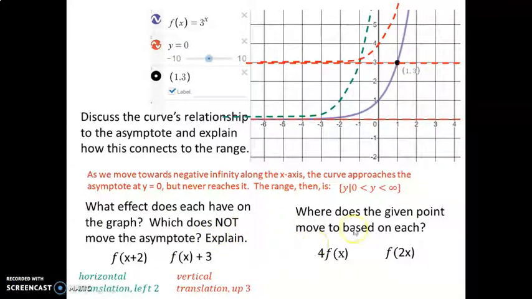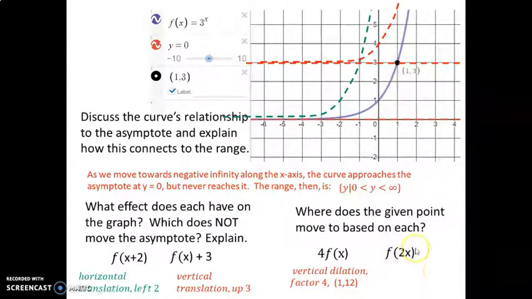Right, continuing on, where does the given point, this point right here, (1, 3), move to based on each? Here is a 4 in front of the function, so again we're affecting the y values. This is a vertical dilation of factor 4. So every y value, because we're affecting y, becomes 4 times what it was. So the x value will remain 1, but 3 will be multiplied by 4, so the new location will be (1, 12).